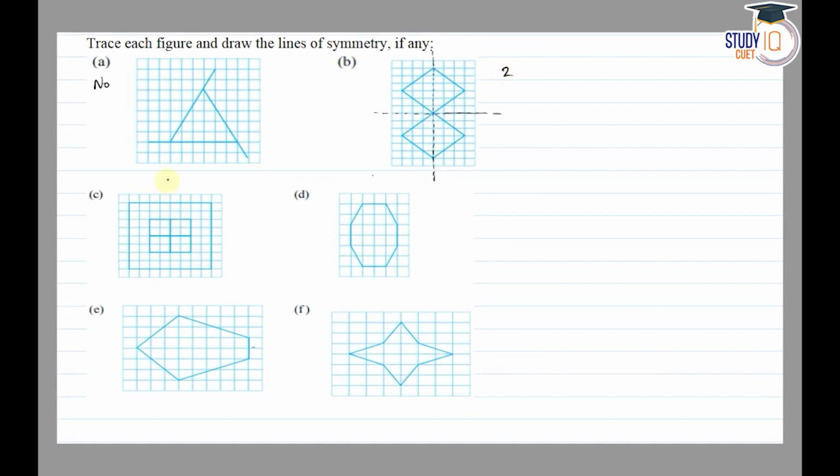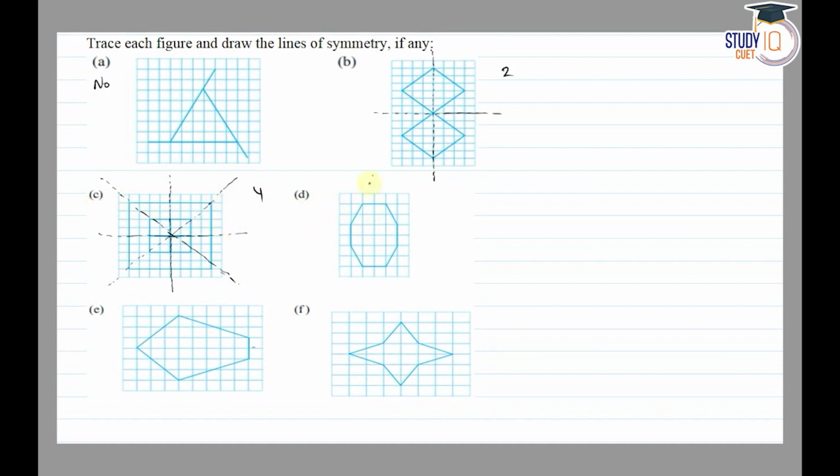And part C. One line of symmetry is the vertical line, and it is symmetric about the horizontal line also. One line of symmetry is along the diagonal, and the other is also. So here there are four lines of symmetry. So in part C there are four lines of symmetry.